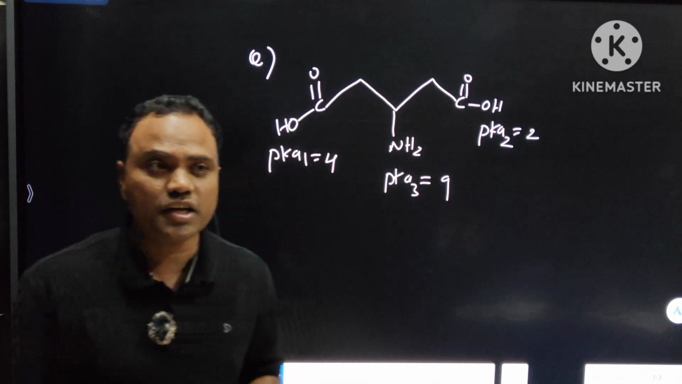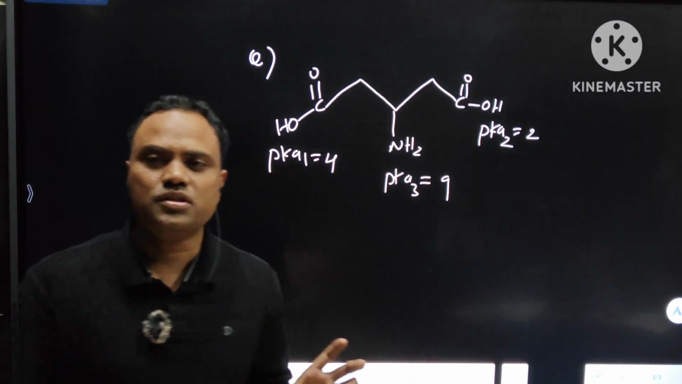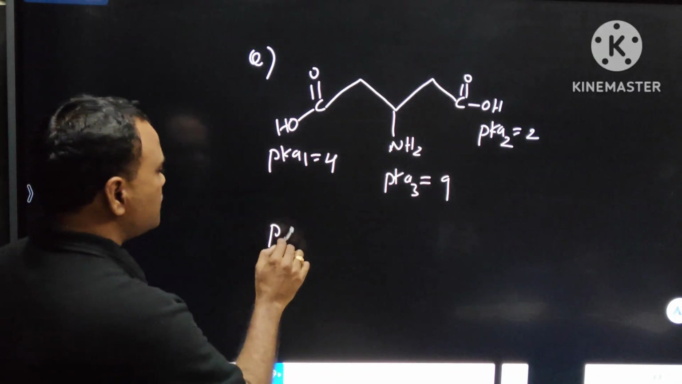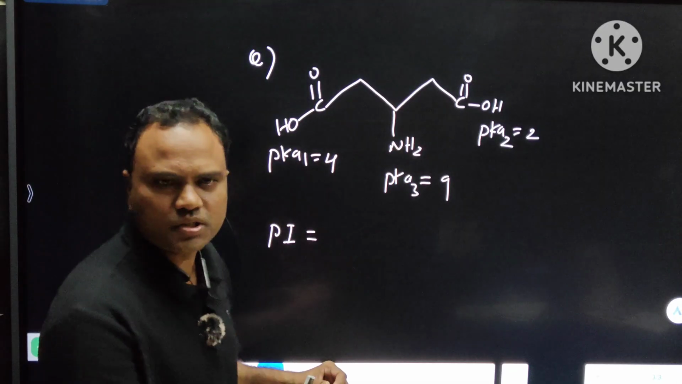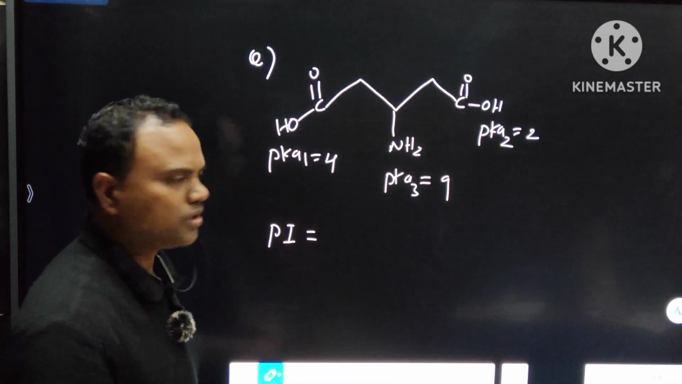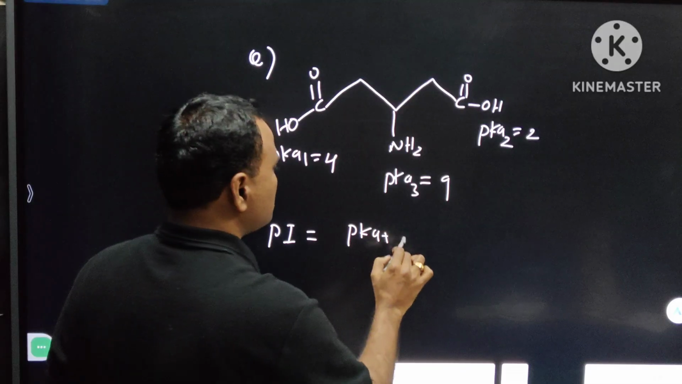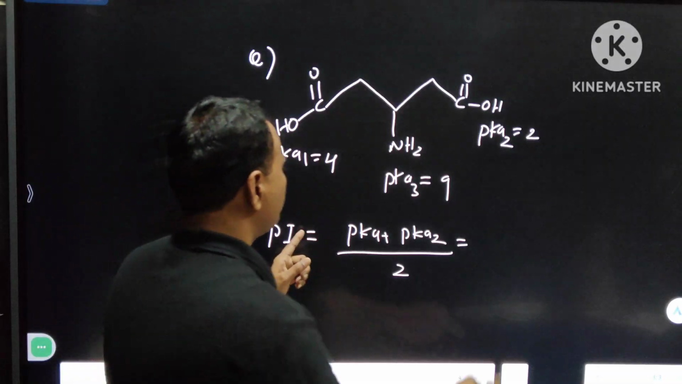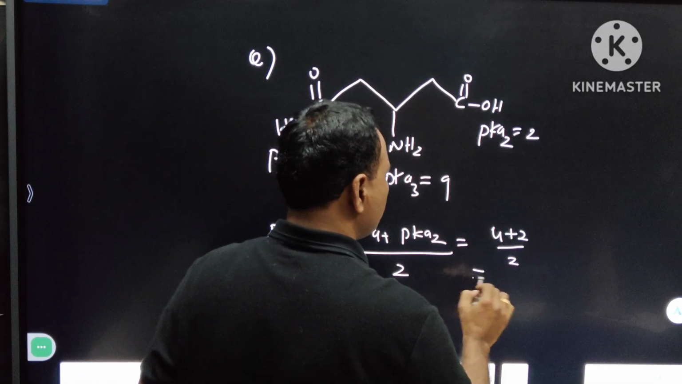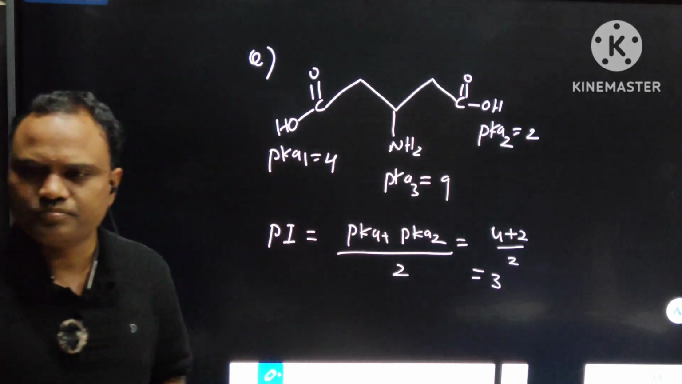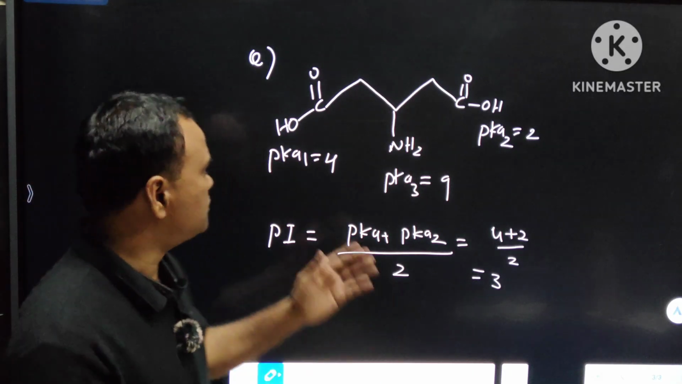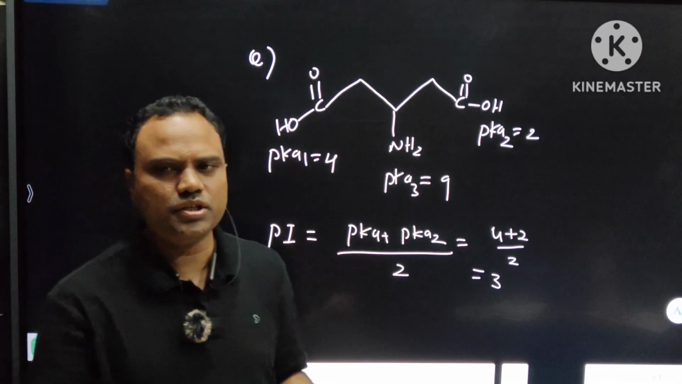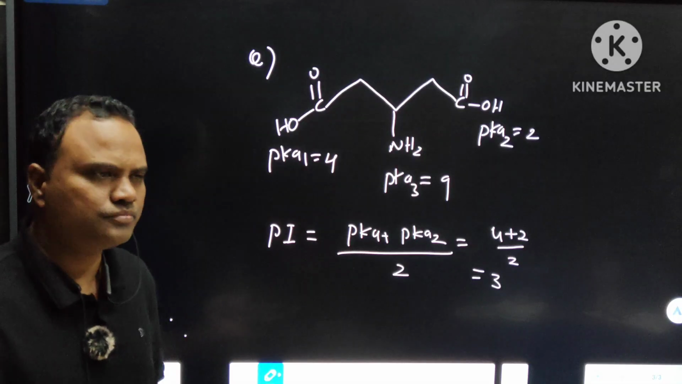What is the formula to calculate isoelectric point? Sum of two smallest pKa values divided by 2. So pI, isoelectric point, is equal to, what are the two smallest pKa values? This one and this one. Remember the formula. It means pKa1 plus pKa2 divided by 2. Correct, na? Smallest pKa values. So 4 plus 2 by 2, that is equal to 3. But you will get decimals, like 4.2, 2.7; exact values you may not get. Clear? Do the addition carefully. Clear?